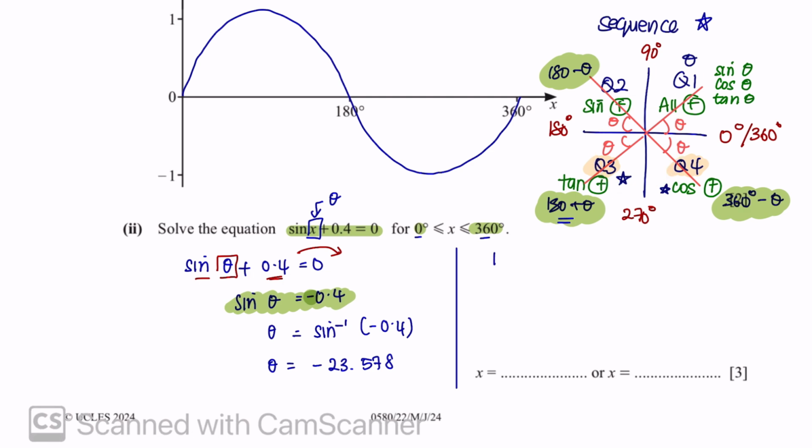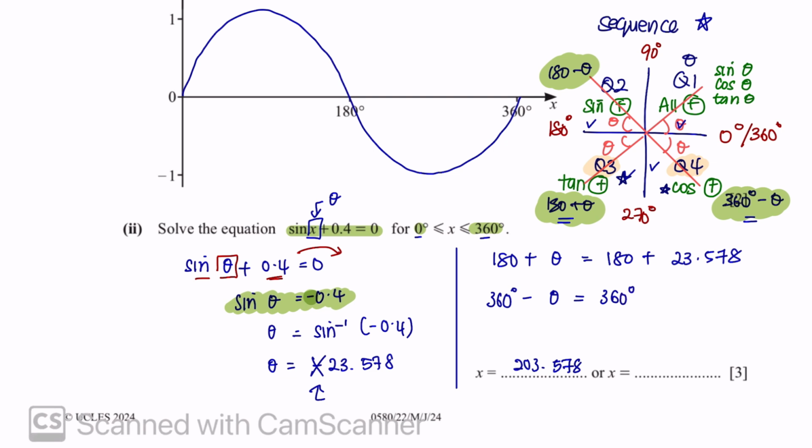So firstly, at quadrant 3, we're going to do 180 plus theta. So that will be 180 plus 23.578. We will not include the negative value because the negative value here only indicates which quadrant we are going to use. So the first value of theta is going to be 203.578. And since negative sine falls in quadrant 4, it's going to be 360 degrees take away theta. That will be 360 degrees take away 23.578, which is 336.422 degrees. Make sure you remember this sequence and the formula that I have highlighted in the green highlighter to find the value of your theta.